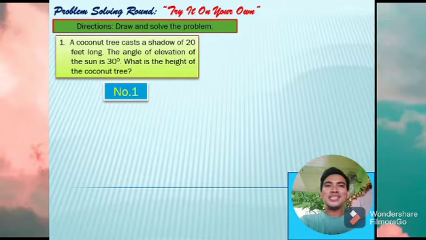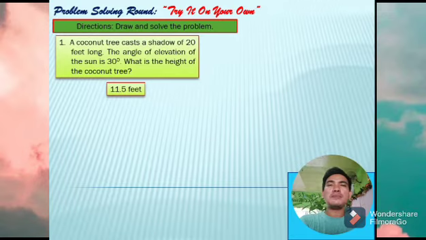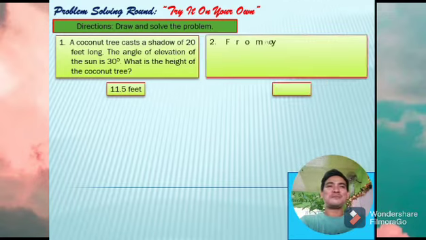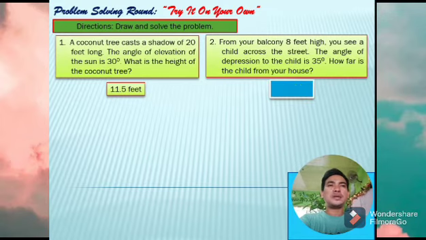And the correct answer is 11.5 feet. That's correct. Next up, number 2. From your balcony, 8 feet high, you see a child across the street. The angle of depression to the child is 35 degrees. How far is the child from your house? Ready? Go!